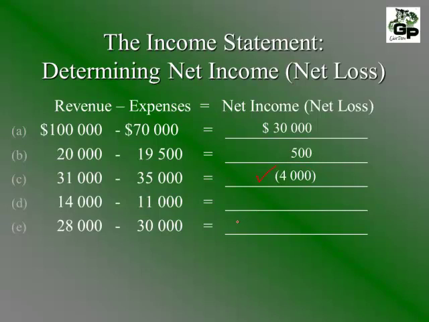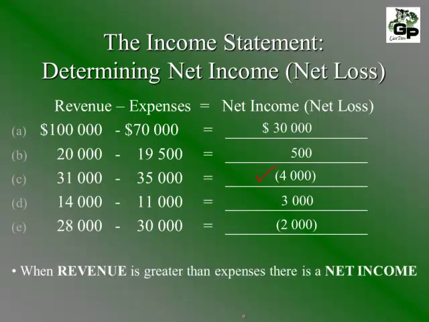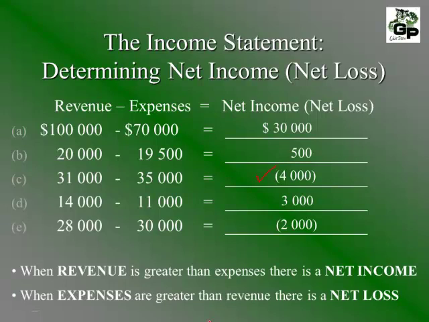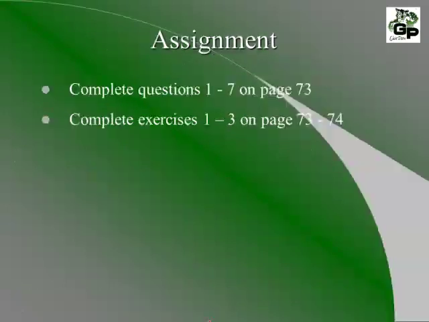Part D, $14,000 revenue, $11,000 expenses. That's a $3,000 net income. Last one, $28,000 revenue, $30,000 expenses. That results in a $2,000 net loss. Once again, notice the parentheses. When revenue is greater than expenses, there is net income. When expenses are greater than revenue, there is net loss.